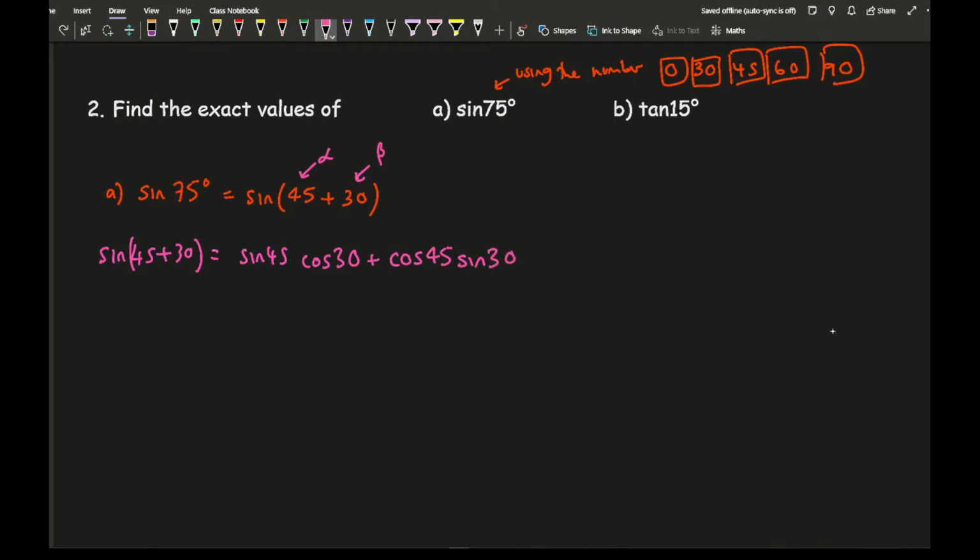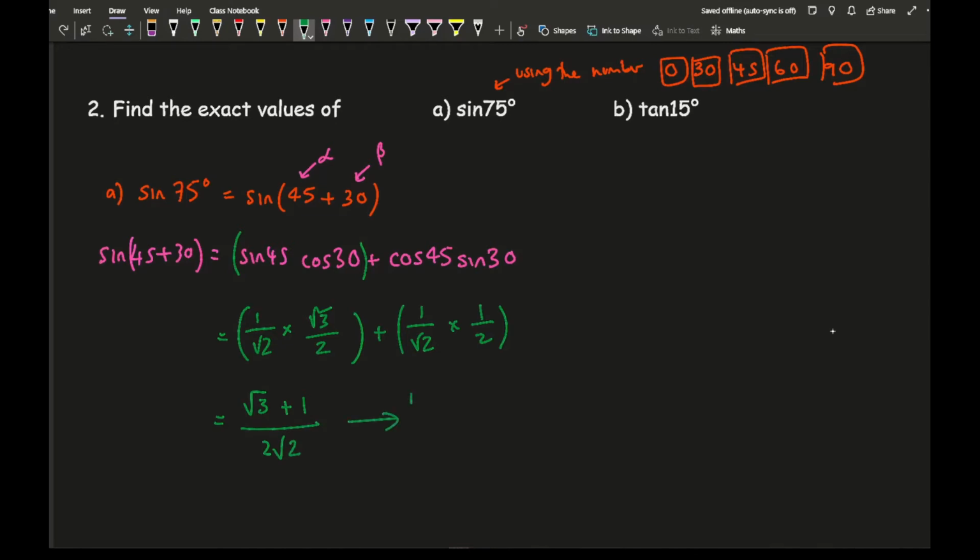Now from this, what I can then do is use those exact values which I do know. So sine 45 is 1 over root 2. Cos 30 is root 3 over 2. Plus cos 45 is 1 over root 2. And sine 30 is a half. Now if I go on to work that out, you can always use a calculator, but again, we want to try and leave it so it gives evidence that we've not used a calculator. This gives me root 3 plus 1. Now just recognize that only the 3 is being rooted, not the 1, so be careful in terms of your presentation. And that's all over 2 root 2.